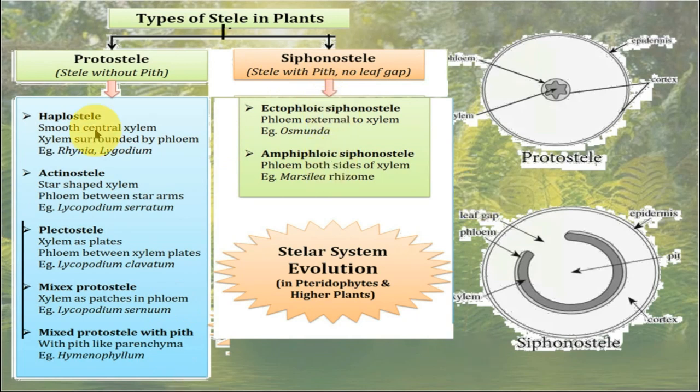This is basically the stelar system evolution in pteridophytes and higher plants. This is how protostele looks and how siphonostele looks. This is the leaf gap, phloem, xylem, epidermis, pith, cortex, and here this is xylem, phloem, cortex, and this is epidermis.